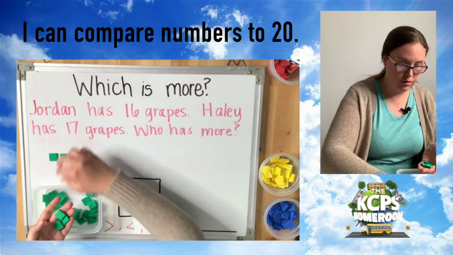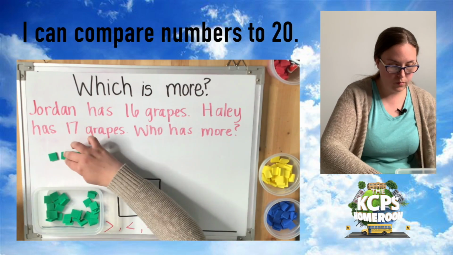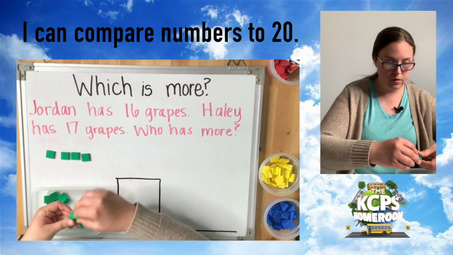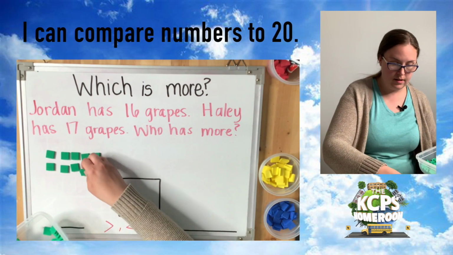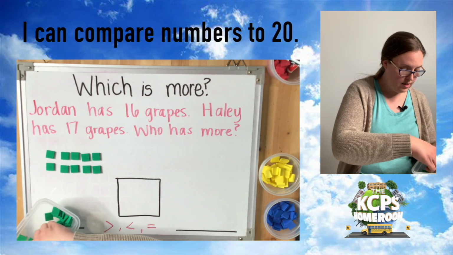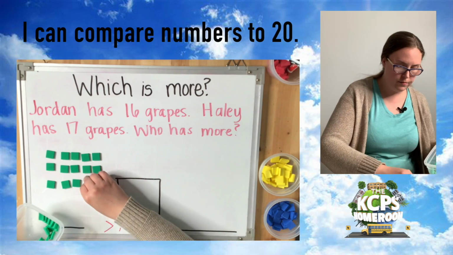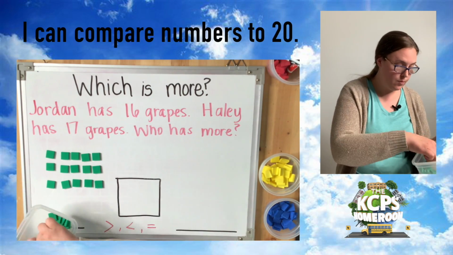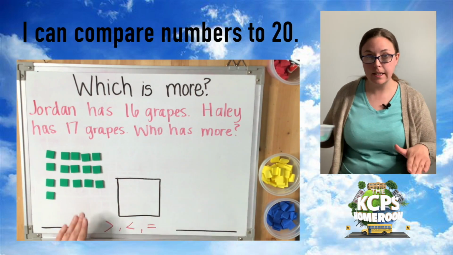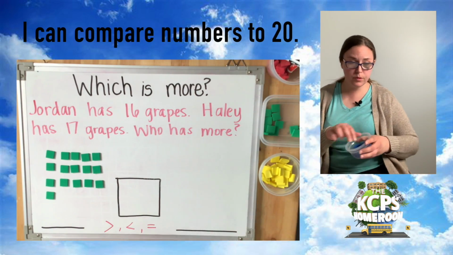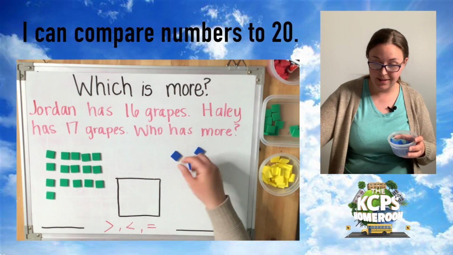1, 2, 3, 4, 5, 6, 7, 8, 9, 10, 11, 12, 13, 14, and 15. And we need one more to get to 16. So there is a model for 16 grapes. I'm going to use my blue counters again to model Haley's grapes. And Haley has 17. Let's count them.